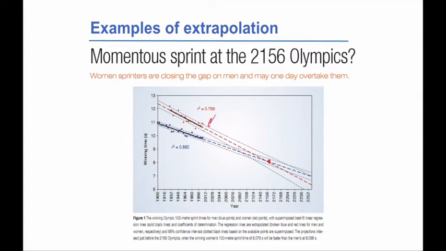And this is an extrapolation because that is so far beyond what we actually have data for. This requires the assumption that the men's and the women's times will continue changing at this same rate for the next 135 years, and that may not be true. That would be a very large thing to assume.